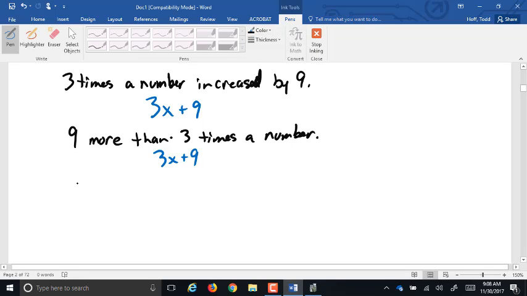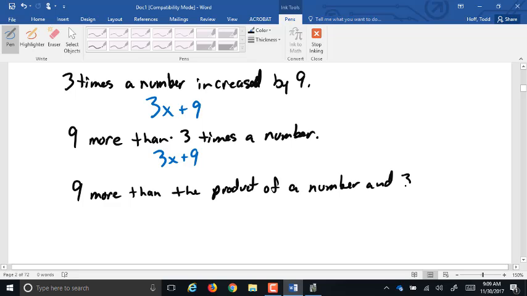What if I had 9 more than the product of a number and 3? Still the same thing. 3x plus 9 or 9 plus 3x. Either way.